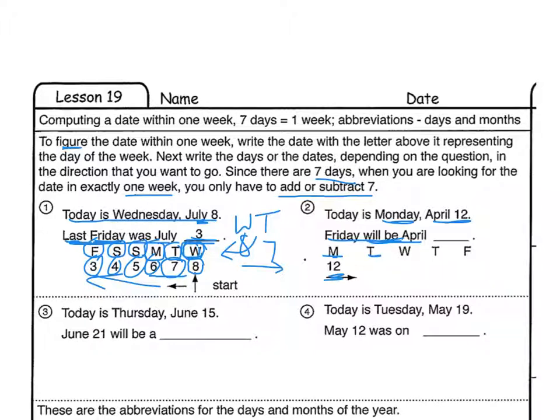So then we write down the days next: Monday, Tuesday, Wednesday, Thursday, Friday, and then we fill in the dates. Go ahead and do that with your pencil right now. If Monday's the 12th, Tuesday's the 13th, Wednesday's the 14th, Thursday's the 15th, and Friday is the 16th. All right, so what will Friday be? Friday will be April 16th. Fill that in right there. Before we go on to number 3, we're going to take a look at several other problems because this is tricky stuff for kids.